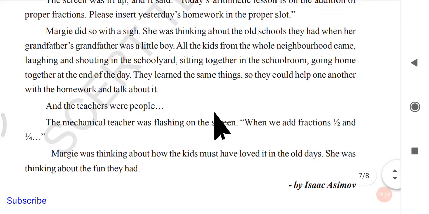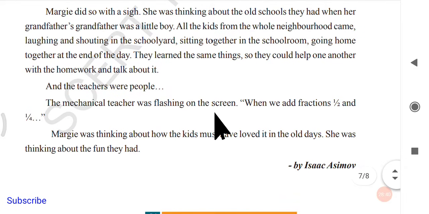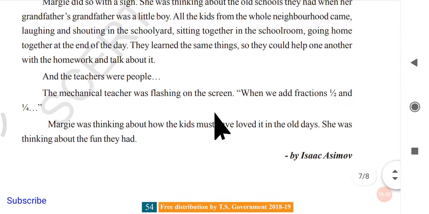And the teachers were people. Most importantly, teachers were people, not mechanics, not these technical machines and all. So the mechanical teacher was flashing on the screen. When we add fractions 1 by 2 and 1 by 4, so she continued.